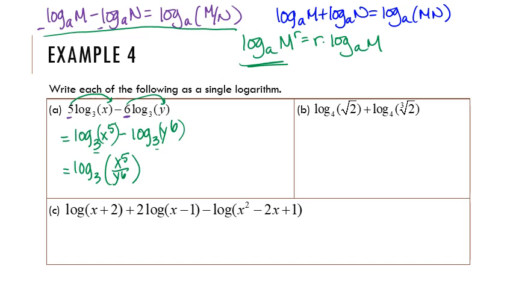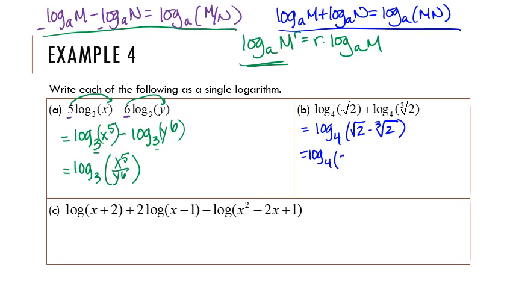Looking at letter B. Luckily, I don't have any factors in front of the logarithms, so I can just go straight to combining these. So this becomes, I can use the product property, square root of 2 times the cube root of 2. Now I want to simplify this more, so let's continue going. This is going to bring in properties of exponents.